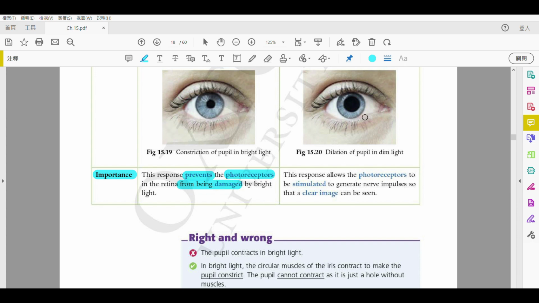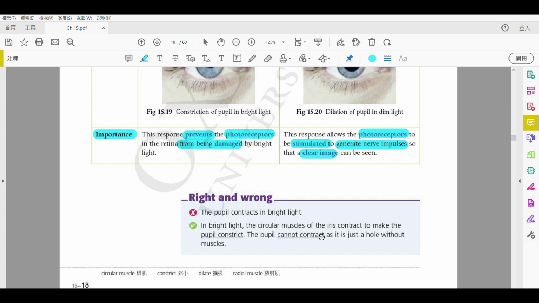Okay? And then why do we need the pupil to become bigger or dilate when we are under dim light? 點解需要呢? Because we need to give the photoreceptors enough light, 有足夠嘅光啦, to allow them to be stimulated. Okay? When they are stimulated, they will generate nerve impulses and they'll give you a better or clearer image. Alright? So this blue box is telling you do not use contract, do not use relax. Please only use constrict or dilate. Okay?